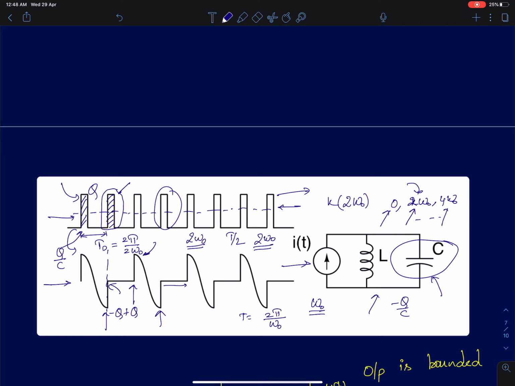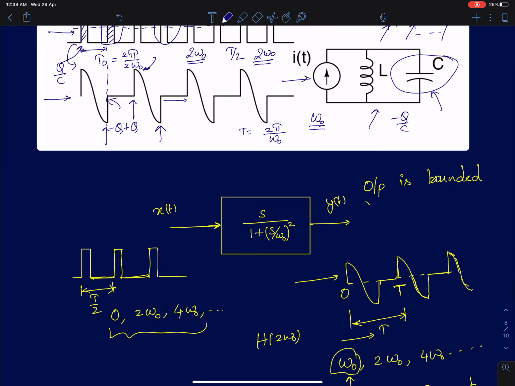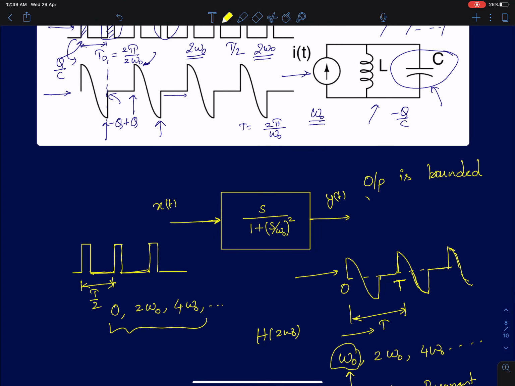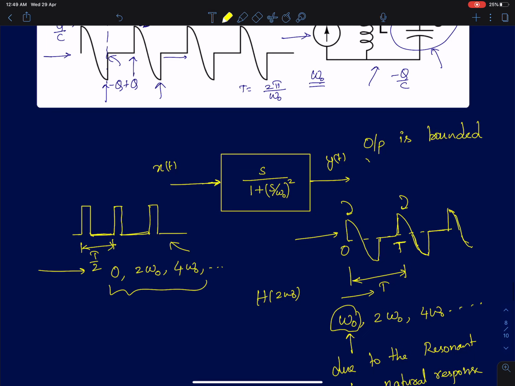Now if you see, the output is bounded. I've applied a bounded input, and the output is bounded. That's what I've shown here. You have applied a finite input, and the amplitude never blows up to infinity. But here you have to make a very important observation. The input signal had no energy content at omega naught. The terms it contained were 0, 2 omega naught, 4 omega naught, and harmonics of 2 omega naught. So there was no energy at omega naught.